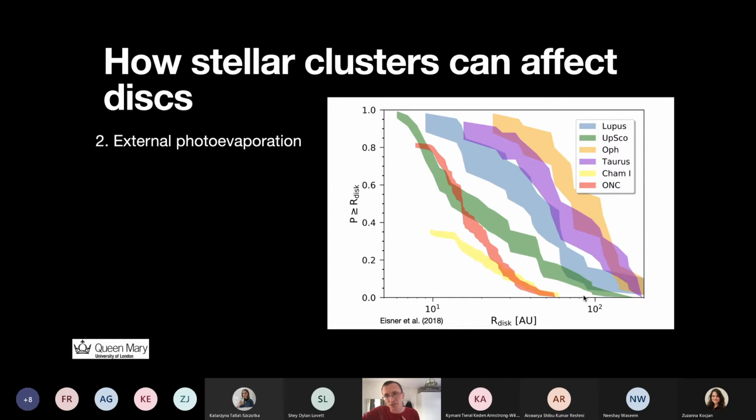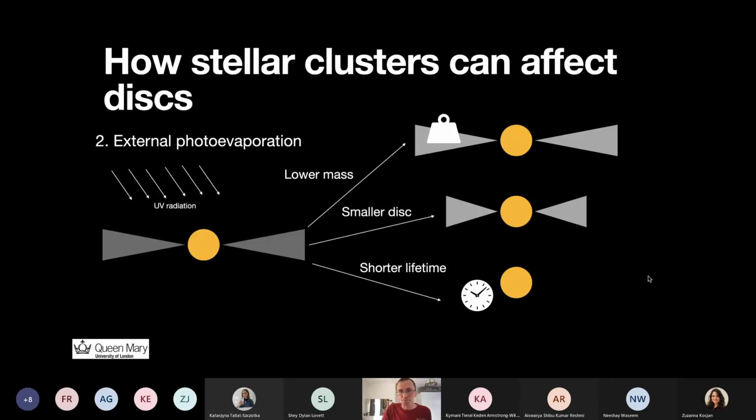These ones have disks that are hundreds of AU in size sometimes, and typically many tens of AU. But the Orion Nebula cluster disks are much smaller, typically only 10 to 20 AU, never getting up to 100. So what's the difference? That's the question. And the answer is that this one has massive stars in, and these ones don't. So it's the radiation again.